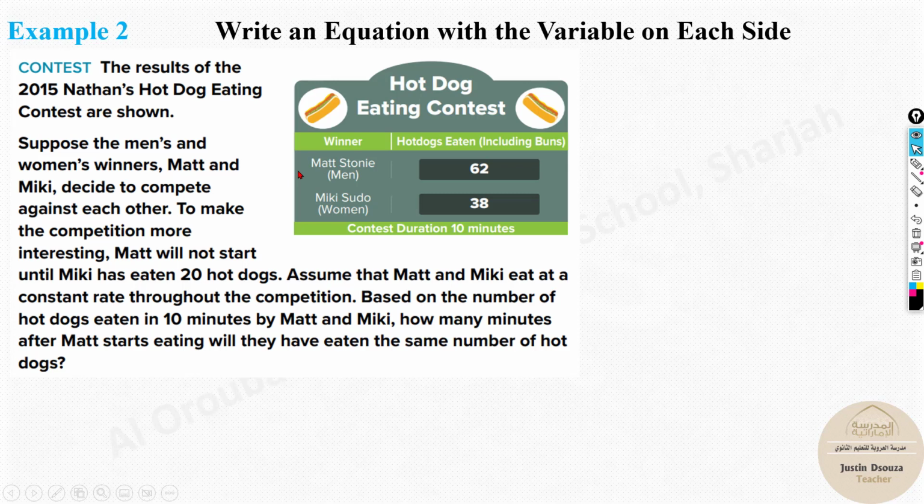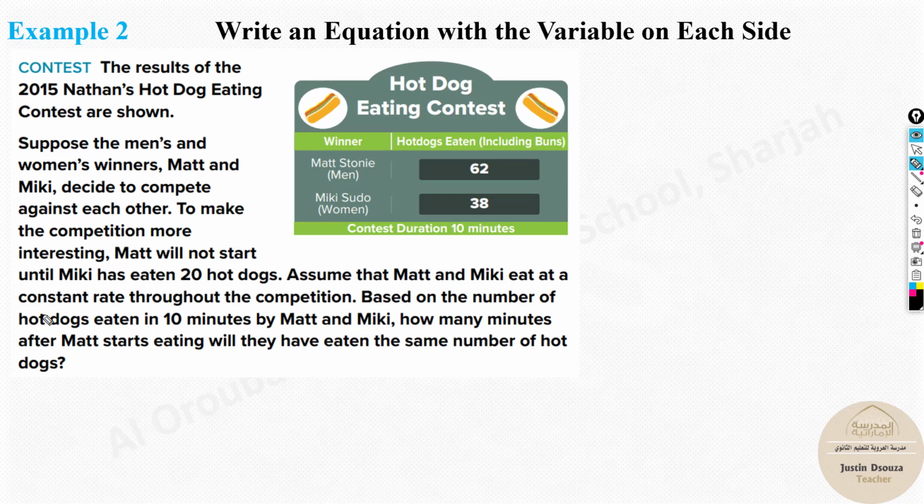Anyways, suppose the men's and women's winners, Matt and Miki, decide to compete against each other to make the competition more interesting. They both decide to compete with each other, the men's champion and the women's champion. In this case, to make the competition more interesting, Matt, the male person, will not start eating until Miki has eaten 20 hot dogs. So imagine they start now. Miki will have to eat 20, so it's plus 20, and then Matt will start. That's what it means.